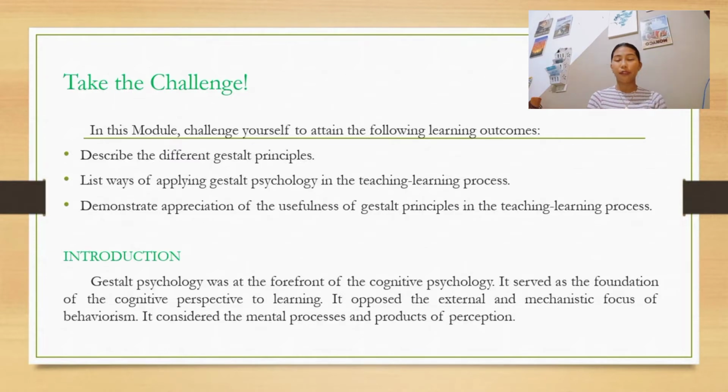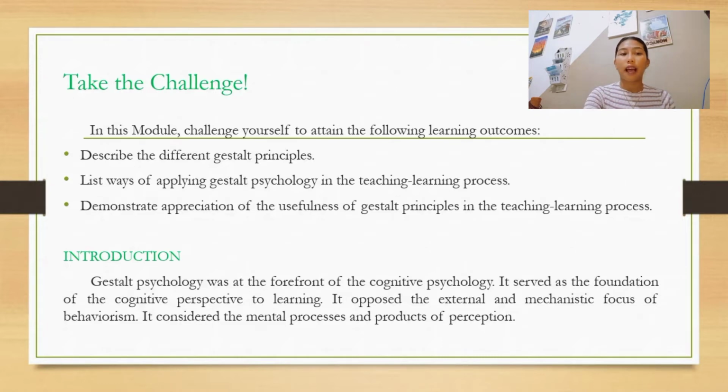And then we also have here our introduction. Let me just read. Gestalt psychology was the forefront of the cognitive psychology. It has served as the foundation of the cognitive perspective to learning. It opposed the external and mechanistic focus of behaviorism. It considered the mental process and products of perception. So let me just add that this Gestalt psychology is under the Unit 3.2 Cognitive Perspective.